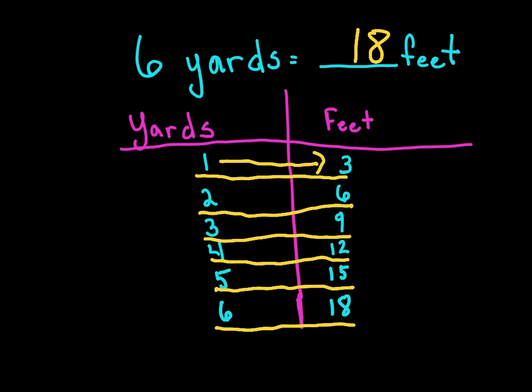Every time there is 1 yard, we're going up by 3. So we could actually use a shortcut, 6 times 3, because there are 3 feet in 1 yard, and we're talking about 6 yards. So that's how we would get 18.